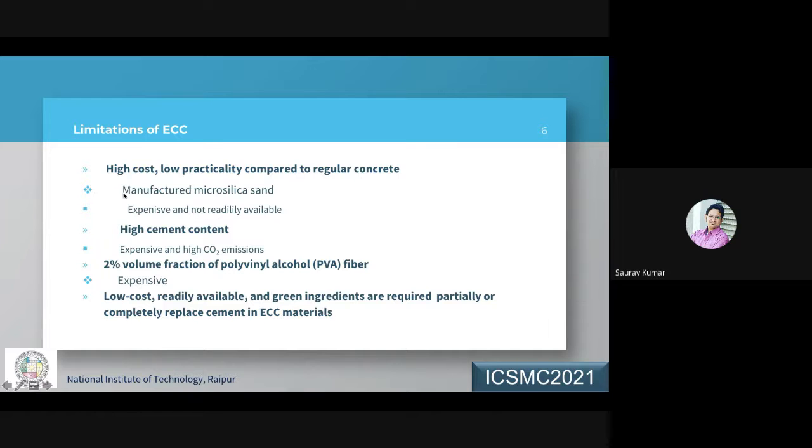Coming to the limitations, the cost of ECC is higher than regular or normal concrete for several reasons, like the usage of cement and fiber, and the manufactured sand utilization. ECC is mainly produced with PVA fiber, whose cost is very high compared with other fibers, and microsilica is not readily available as it is a commercial product. All these factors increase the cost of ECC, and we suggest that locally available SCMs can be used in ECC production, which will be more sustainable and economic.